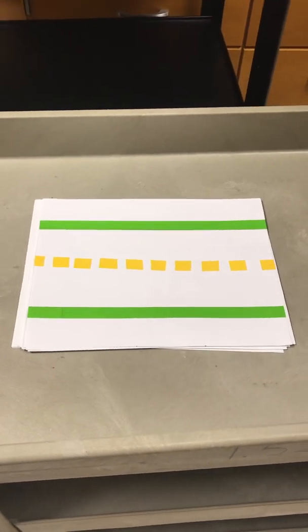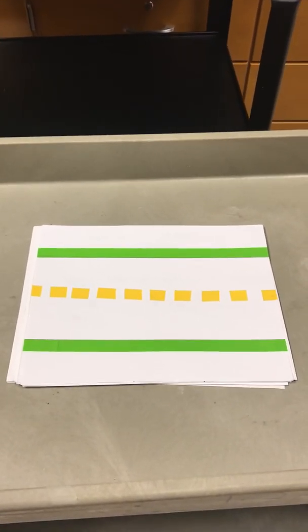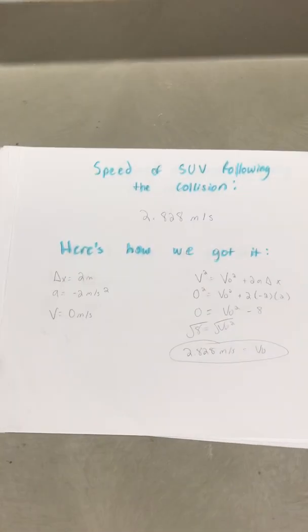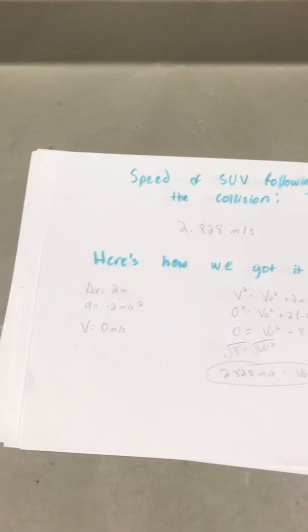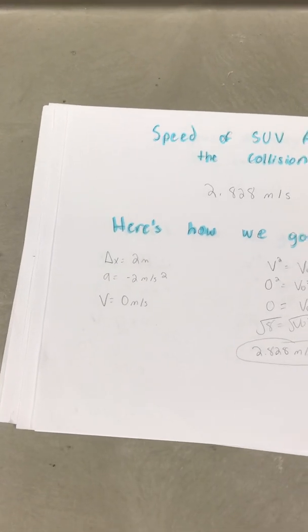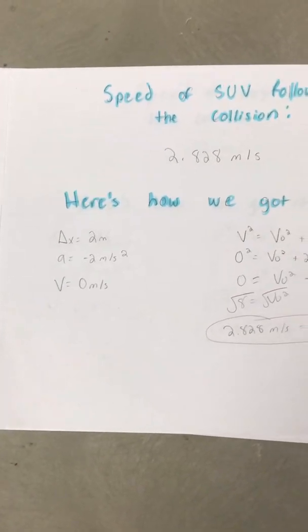So we were investigating a car crash at a stoplight on Tequila Road where an SUV rear ends the back of a stationary wagon. Based on the conditions we have initially, we can find the speed of the SUV immediately following the collision. We know that the SUV travels 2 meters after the collision at an acceleration of negative 2 meters per second squared, and since it stops, the final velocity is 0 meters per second.